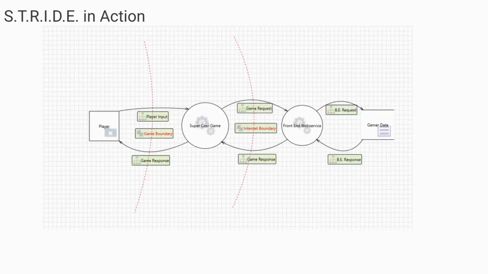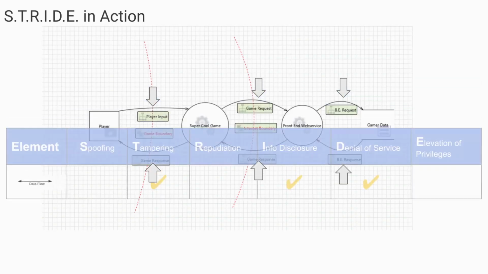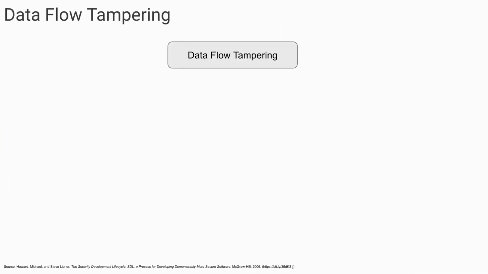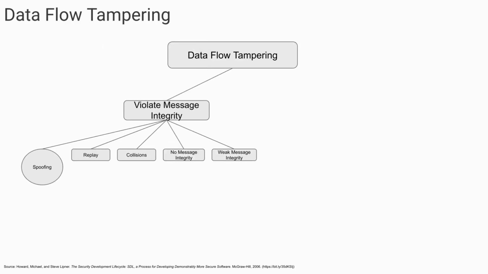The next thing we'll take a look at is data flow tampering. So how would you tamper with the data flows involved here? Well, you would violate the message integrity, either through spoofing, which we'll take a look at in a second, or a replay attack. That would be taking a message, because there's no message integrity, maybe a winning shot in a game, and replaying that data traffic over and over and over so that the score keeps running up.